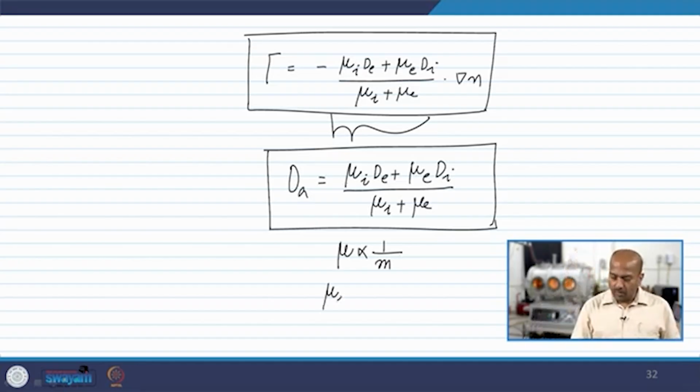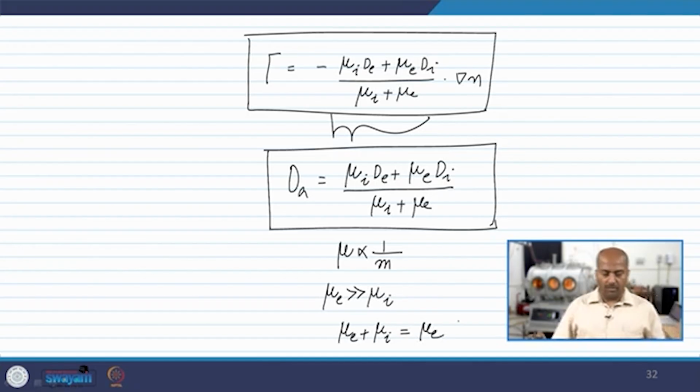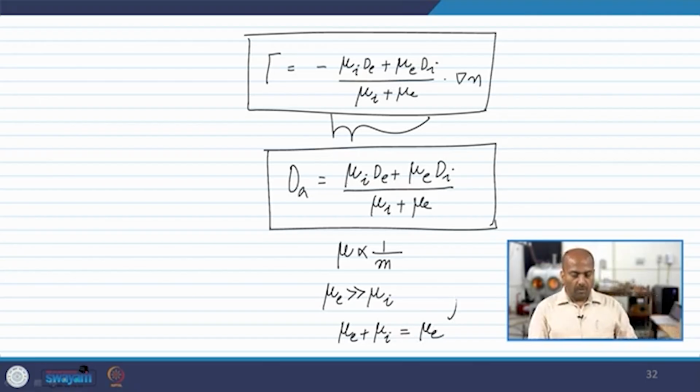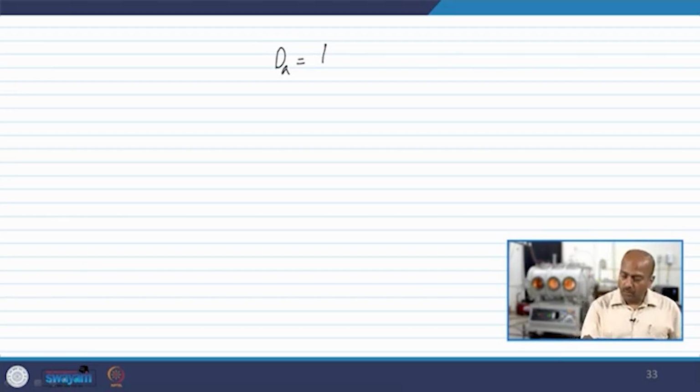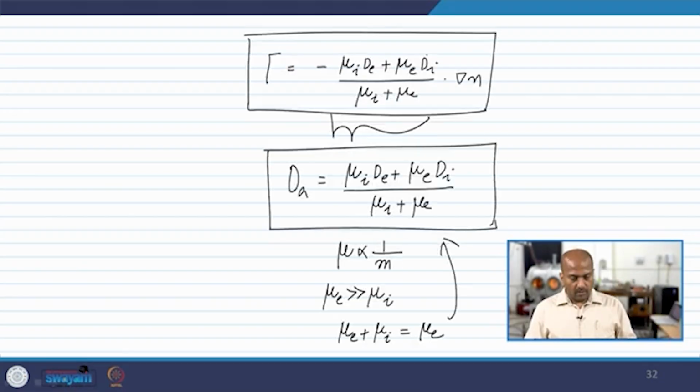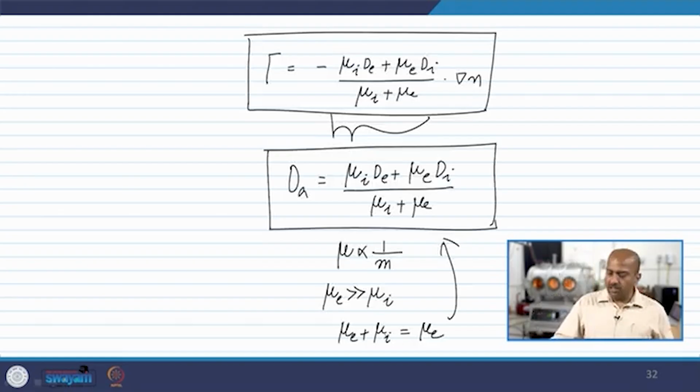So, the mobility of electron will obviously be much larger than the mobility of ion, and it is natural for us to expect mu E plus mu I should just be equal to mu E, because the mobility of ion will be very, very small. If you put this into this expression, the ambipolar diffusion coefficient, which we have written in many forms so far, is mu I divided by mu E times dE plus dI. You see this? I just substituted mu I plus mu E as just mu E, that is it.